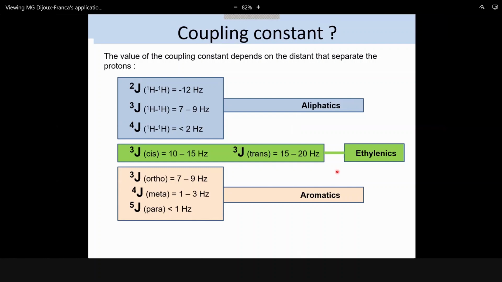As we have tables for the chemical shift values, we have also tables for the coupling constants that can help us understand what kind of distance we have. So it depends on the type of the molecule or the chemical groups. If we are in aliphatic molecules, we usually can see coupling through 2 or 3 bonds.